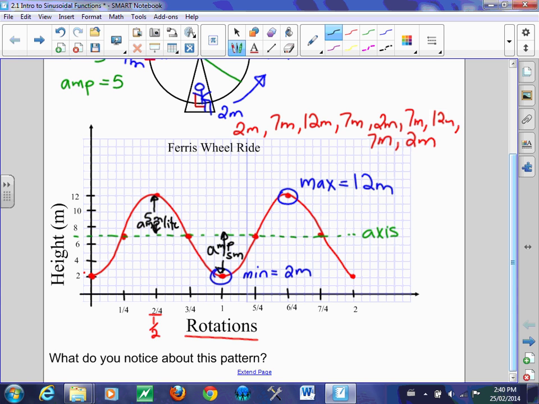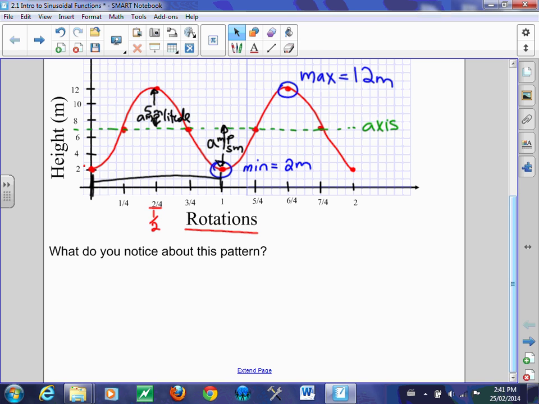Another thing we need to talk about is the period. How long does it take to complete one cycle or one revolution? So if you take a look here, in this case, we start at 0, and it takes us 1 revolution to complete. We're going to be changing that to degrees when we go around circles, so it's not always going to be rotations.